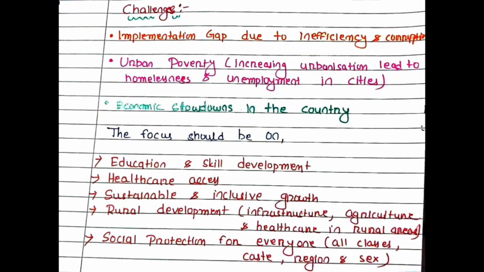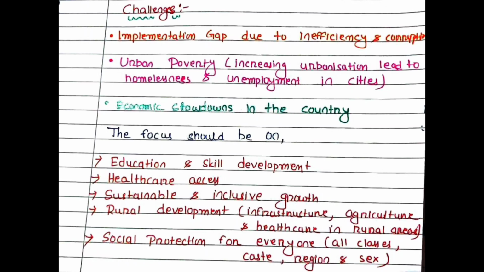Then the focus: what should be the focus to reduce poverty? First is education and skill development. There should be a focus on the educational development and skill development of all the citizens. Then healthcare access. Better healthcare access for all will also help to reduce poverty. Then sustainable and inclusive growth. What is sustainable and inclusive growth? It is the growth of all the citizens without harming our environment. So this type of growth will reduce poverty in future.